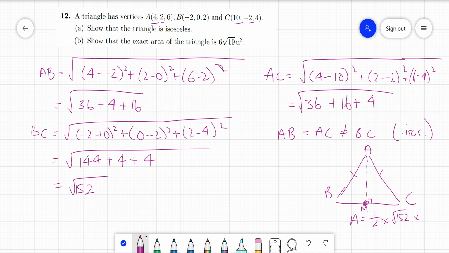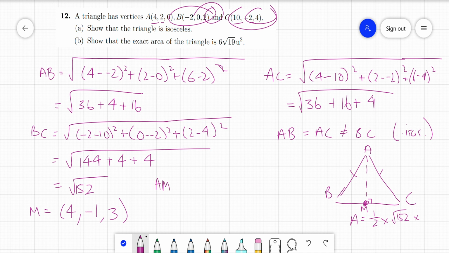Alright, so let's find M first. To find the midpoint M, I just have a look at B and C. Remember, I'm just adding and averaging each of the X's, Y's, and Z's. So this is BC here. 10 minus 2, if I look at the X's, would be 8, so the average of that is 4. Then I've got minus 2 and 0, so the average of that is minus 1. And then I've got 4 and 2, which is 6, and the average of that is 3. So the midpoint is 4, minus 1, 3. Sorry about my working here.